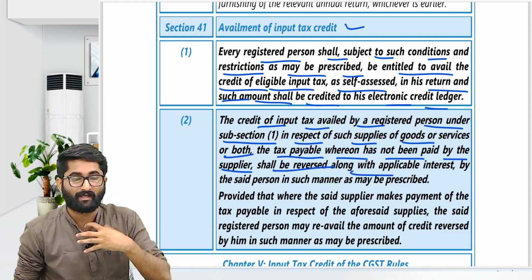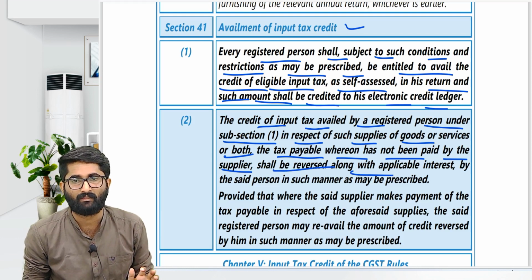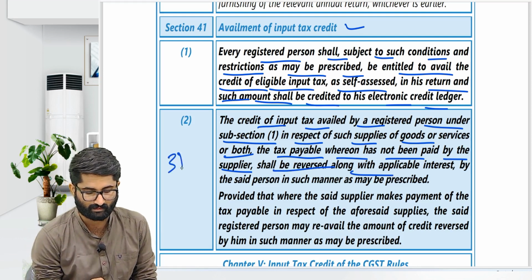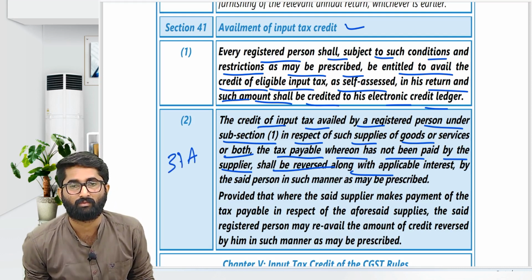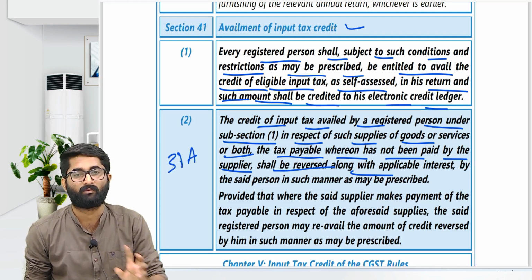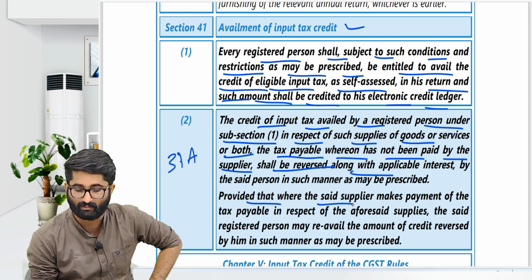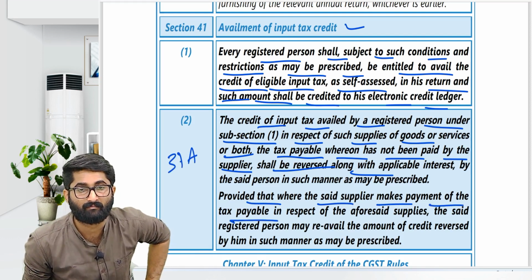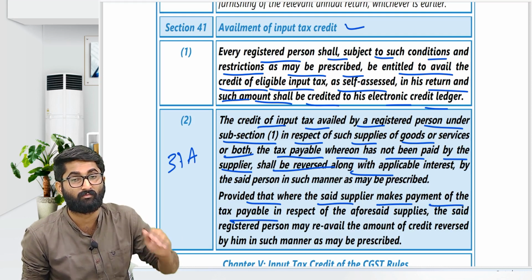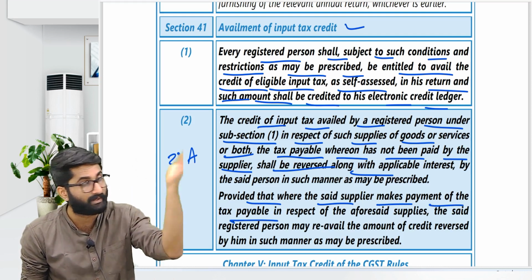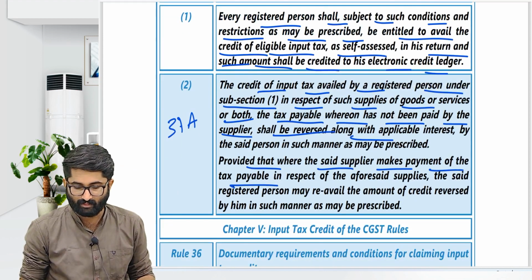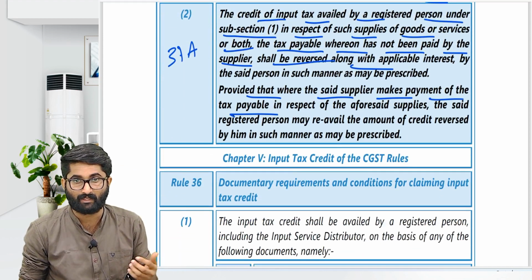So whatever ITC I have taken, I have to reverse it with the interest applicable thereon, which is given in rule number 37A. We will discuss it when we come to rule number 37A. Provided that where the said supplier makes the payment of the amount payable by him, whatever I paid to the supplier, if he pays it to the government, then I can re-avail the ITC. But the interest which is paid is gone, that I cannot re-avail.